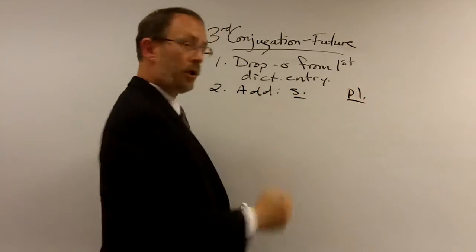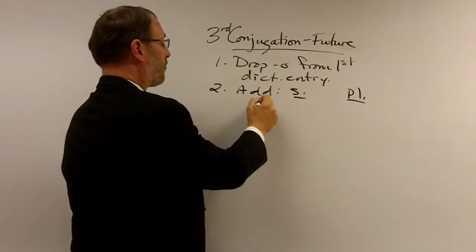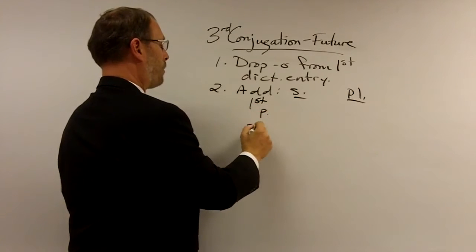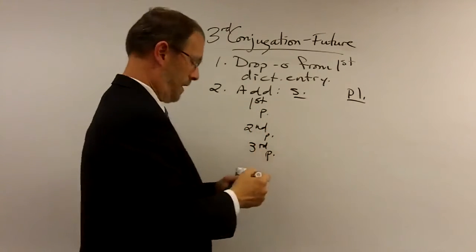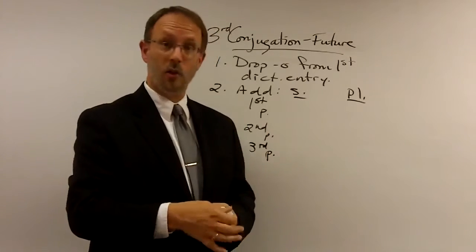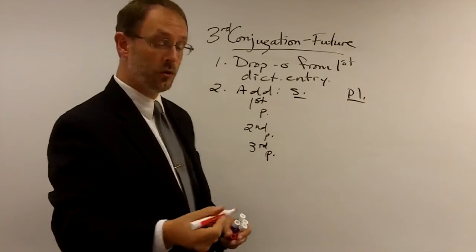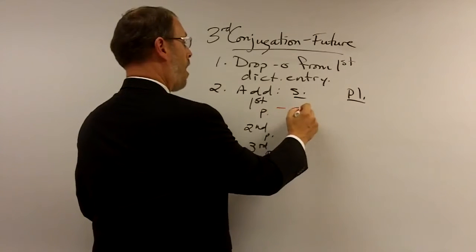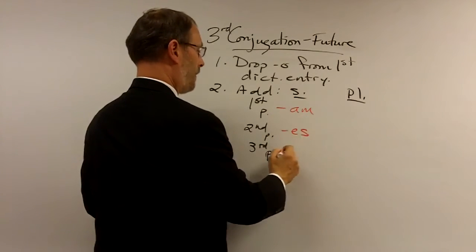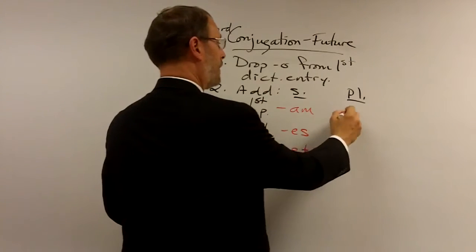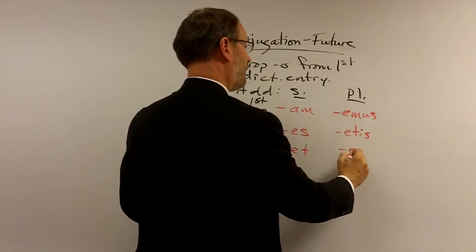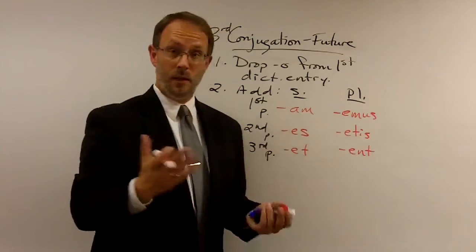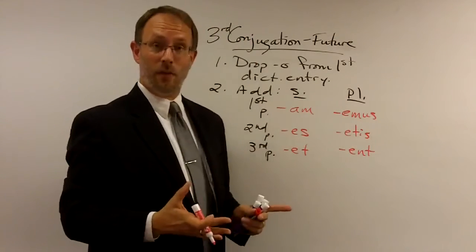We've got our singular and plural columns. We've got our first person, second person, and third person rows. And this time the endings we add look very different from the future endings you're used to. The endings are am, es, et, emus, etis, ent. And you notice that there is no B in any of those endings.